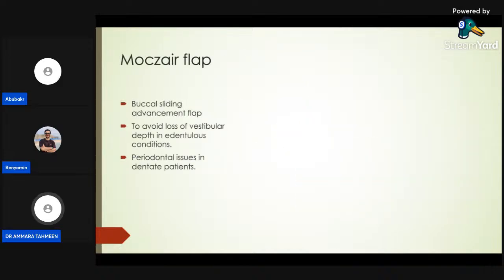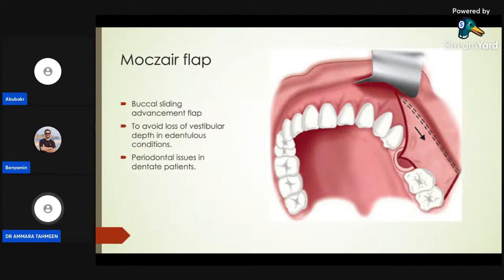So coming on to the next flap, this is the most chosen flap method for edentulous patients. So this is called Moxer flap. Again, this is a buccal advancement flap of sliding variety. So usually what is done in this particular flap is, usually this is carried out in edentulous patients to avoid the obliteration of the vestibule.